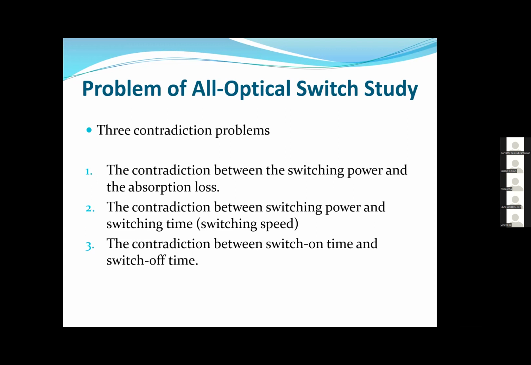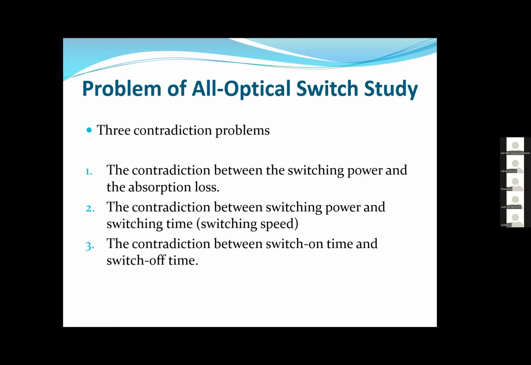Now, the quartz material has low absorption loss, but its optical nonlinearity is very poor. And this requires the switching power to be much, much higher. Let us see the second contradiction, the contradiction between the switching power and the switching time, which we actually call the switching speed.